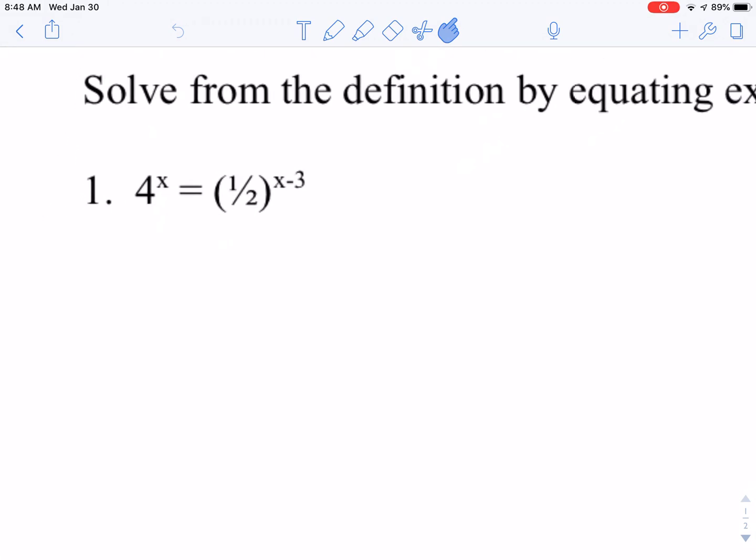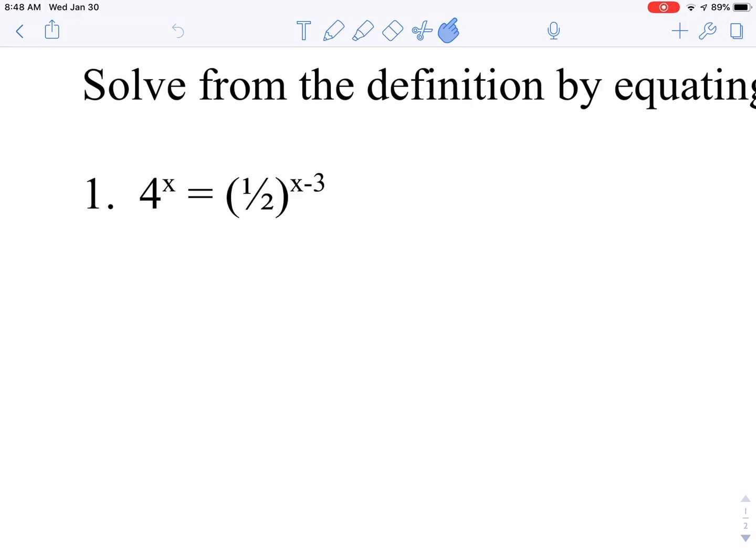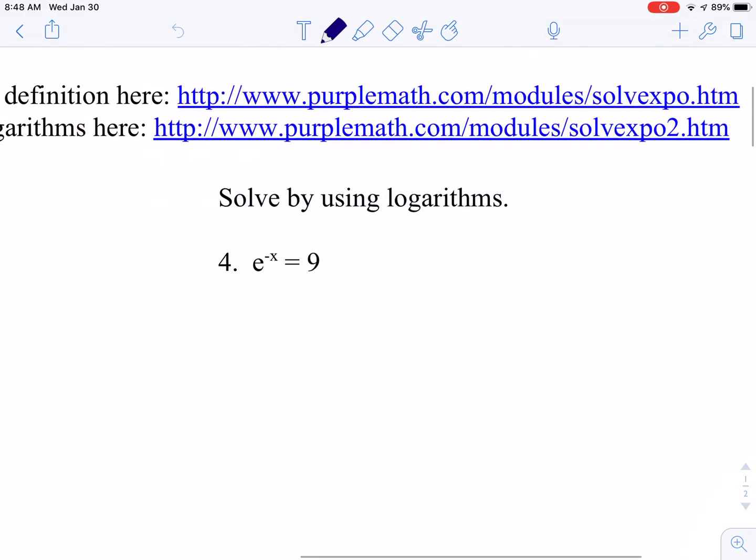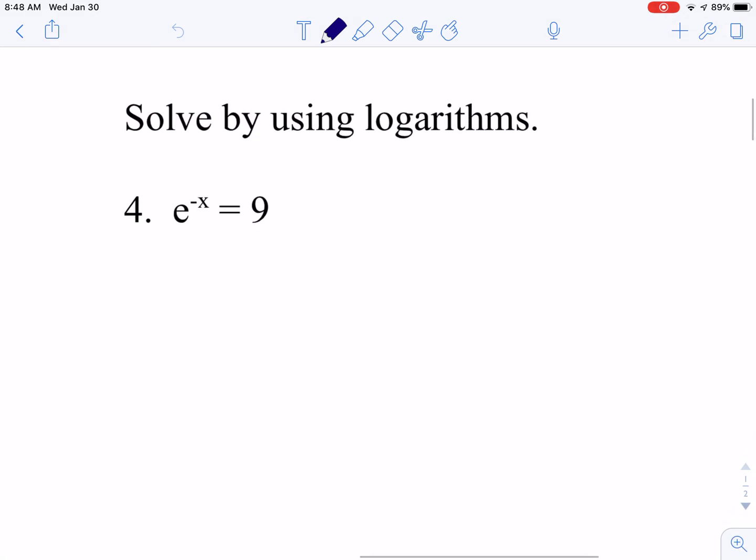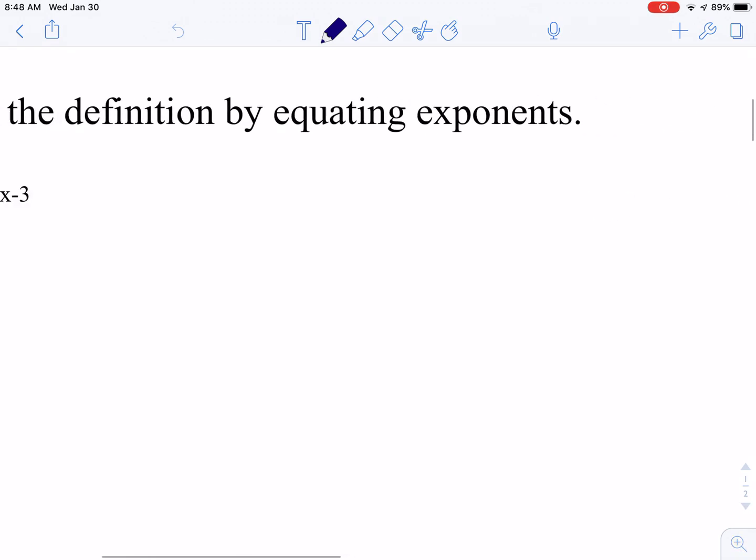The trickiest part is going to be how to figure out how to write these with the same base. Now, as a hint, all the ones on the left we're going to solve by the definition as it says here. All the ones on the right we're going to solve by using what's called logarithms, and I'll teach that in a second.